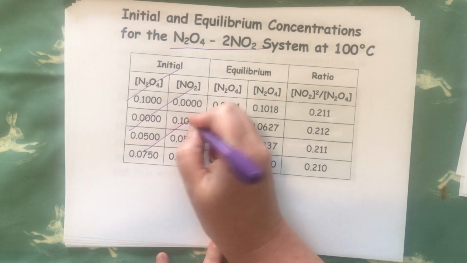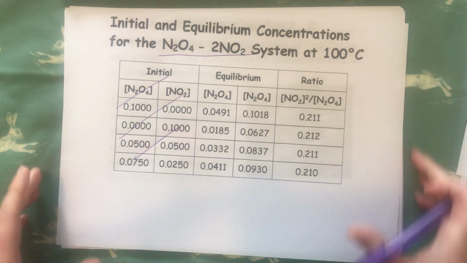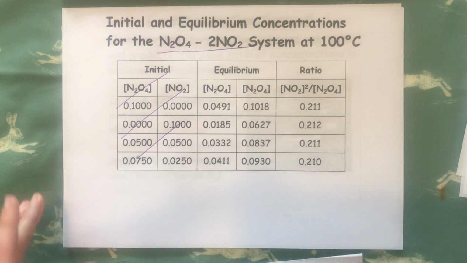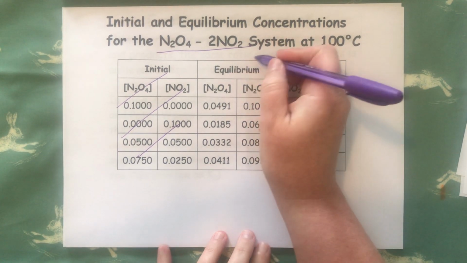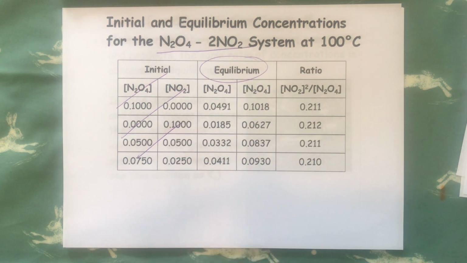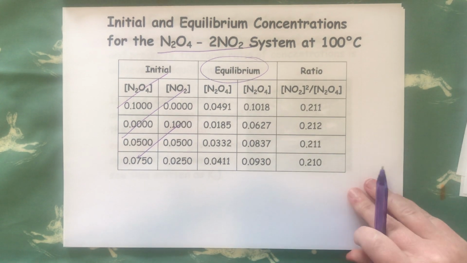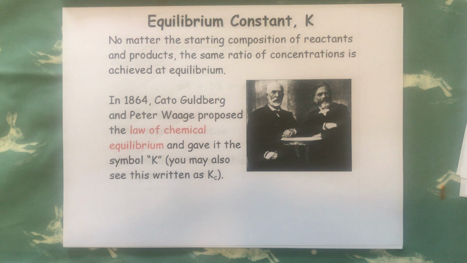The initial concentrations are not very important. You don't need to really pay attention to them because what we are interested in is the concentrations at equilibrium, and they allow us to work out an equilibrium constant.